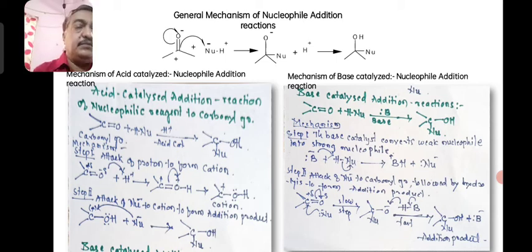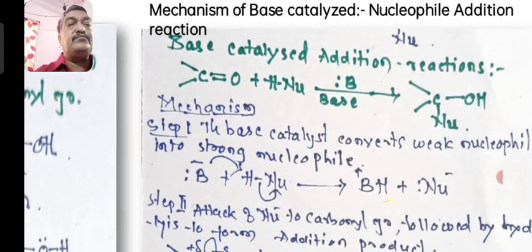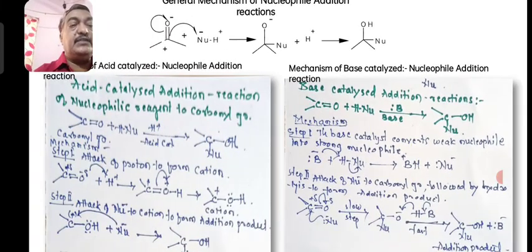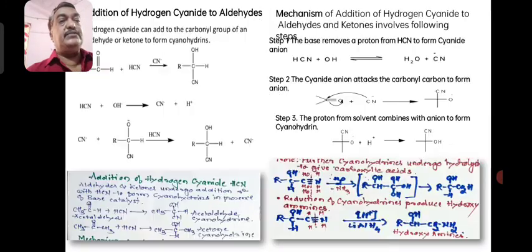In the base catalyzed reaction, the nucleophilic reagent is weak. Because of the weak nature of the nucleophile, we have to use a strong base. The strong base removes the H and produces the nucleophile, and that nucleophile, in the same manner as in the acid catalyzed reaction, reacts with the carbonyl carbon plus and forms an anion. The anion further reacts with the H and gives the final product. All these reactions you are familiar with.